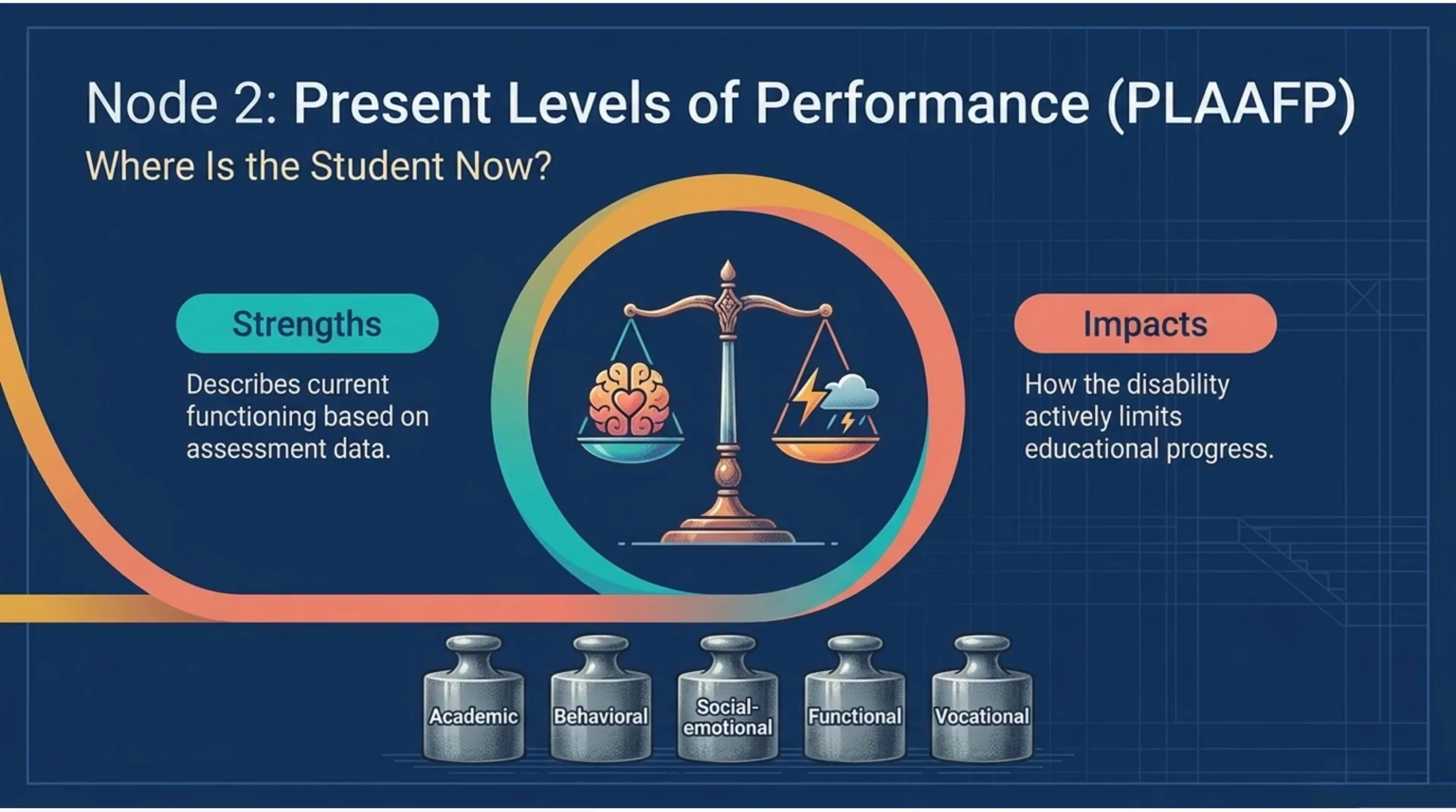Assessment data is used to develop present levels of performance. Present levels describe where the student is currently functioning and should include both strengths and the impact of the disability. Together, these elements help the team understand how the disability affects educational progress across academic, behavioral, social, emotional, functional, and vocational domains.